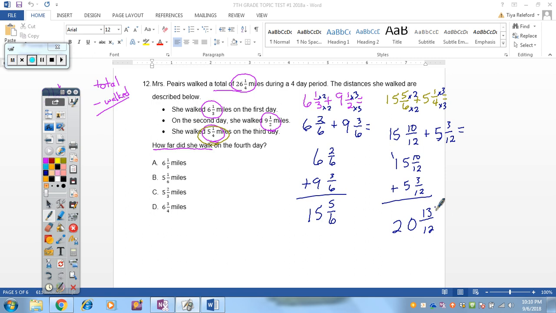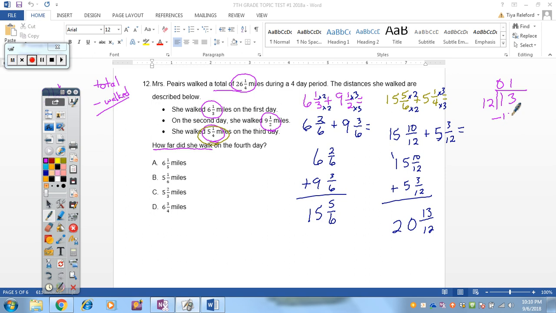Now, this is where, if you got all the way to here, and then that 13 over 12 messed with your brain, what is 13 over 12? It's improper, right? So how do we change an improper fraction to a mixed number? We have to divide.